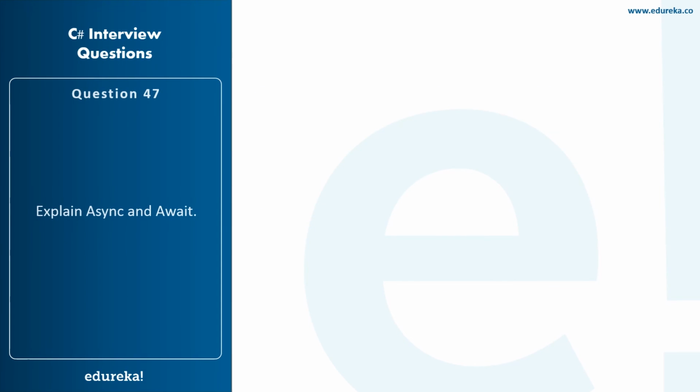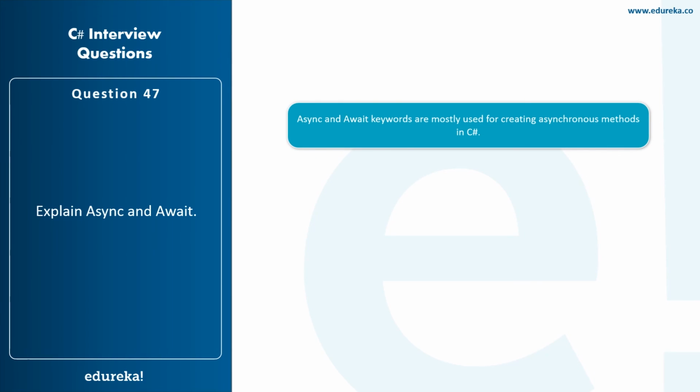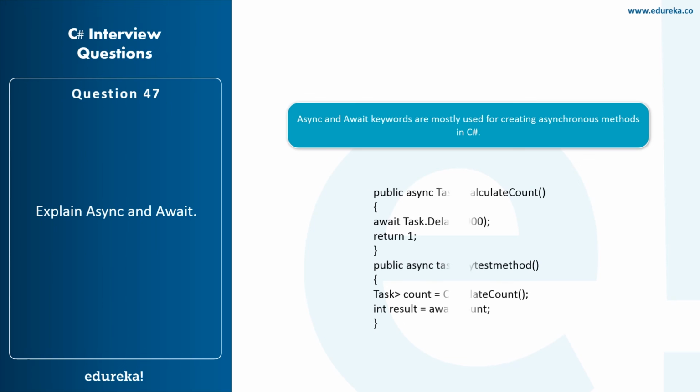Now I'll talk about the next question, which is explain async and await. Async and await keywords are mostly used for creating asynchronous methods in C#. The use is shown through an example here. I have written a small piece of code: public async Task, let's say I've created CalculateCount. Under it, I'm writing await Task.Delay, passing the parameter 2000, and then I'm returning the value 1. This is my code about async and await, generally used for creating asynchronous methods. I've already explained synchronous and asynchronous operations on methods, so you can relate this part to that part.